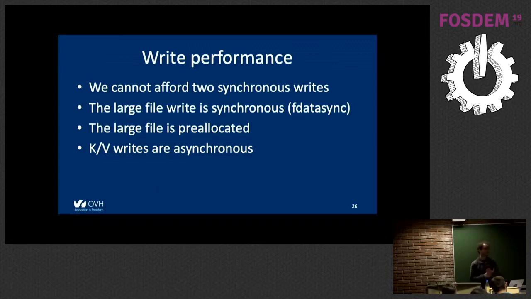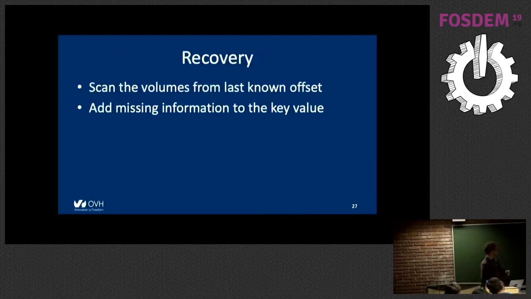Which means if we have a kernel crash or power failure at some point, the index server may be a little bit behind what is really on disk. So how do we handle that? When the system restarts, it will notice that the shutdown was not clean, and we will go through all volumes from the last known offset in the index server and scan for new objects that we are missing. That works because the object header is written at the very end and just before we sync data, and we will add missing entries there.